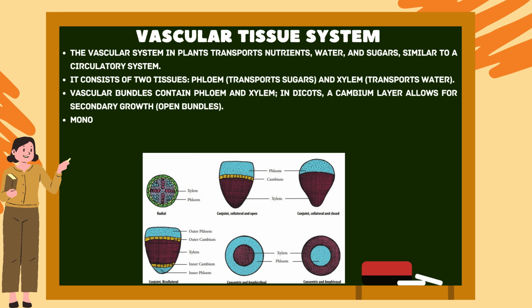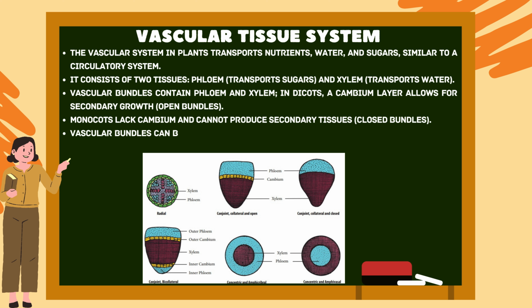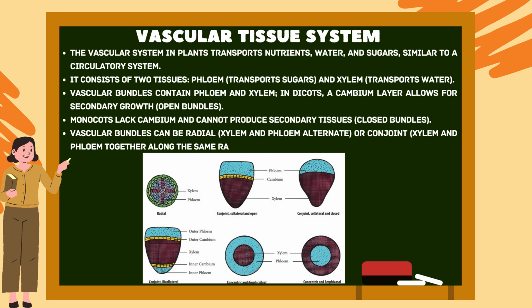In dicotyledonous stems, there is a layer of tissue called cambium between the phloem and xylem. This cambium can produce secondary tissues like xylem and phloem, making these bundles open because they can grow wider.